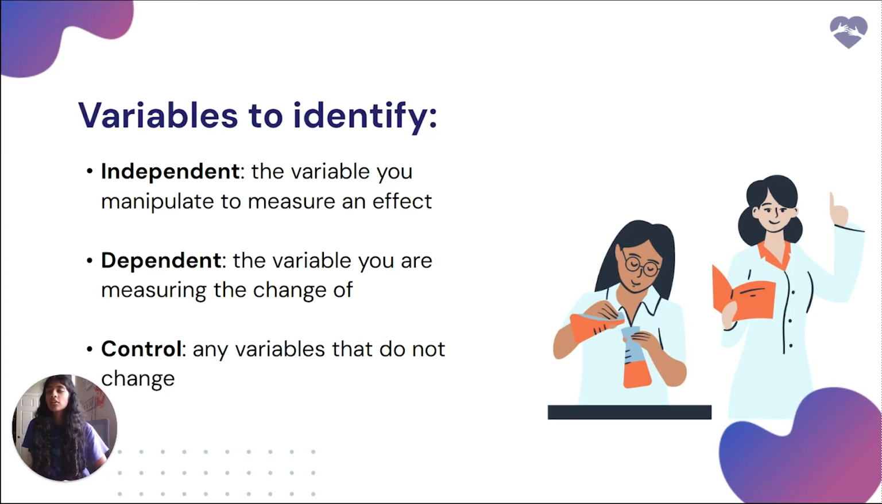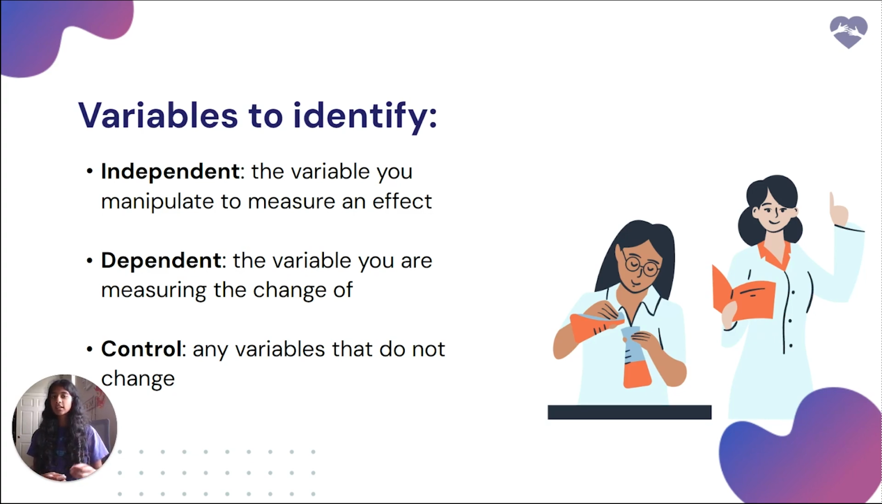So first, we're going to start off with key variables to identify. The first variable is the independent variable. This is the variable you're trying to manipulate to measure an effect. So let's just think of a sample scenario. For example, let's say you're trying to answer the question, how does the amount of light affect the growth of a plant? The independent variable in this case would be what you're changing to measure the effect it has on the growth of the plant. For example, one group of plants will receive 12 hours of light a day, and another group will receive 6 hours of light per day. So this is the variable you're manipulating to measure how it affects the growth of the plant.